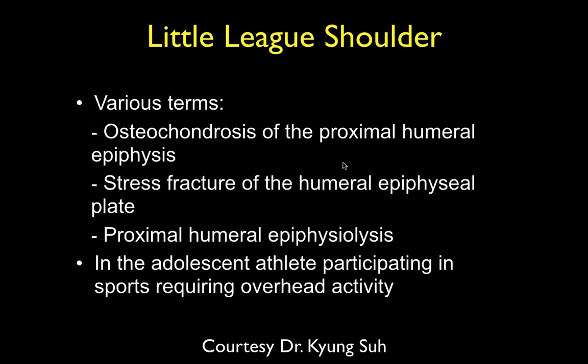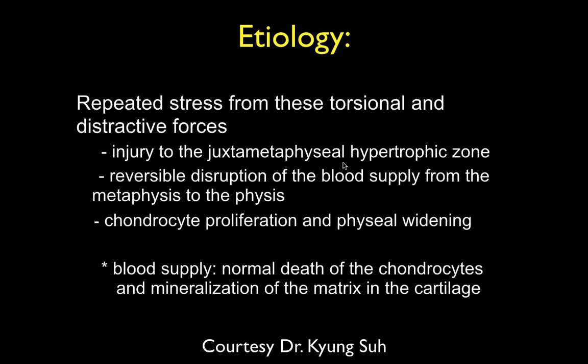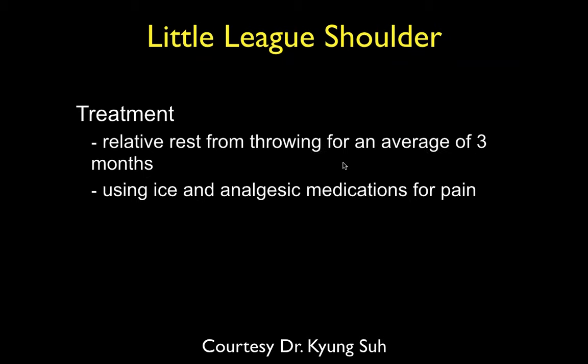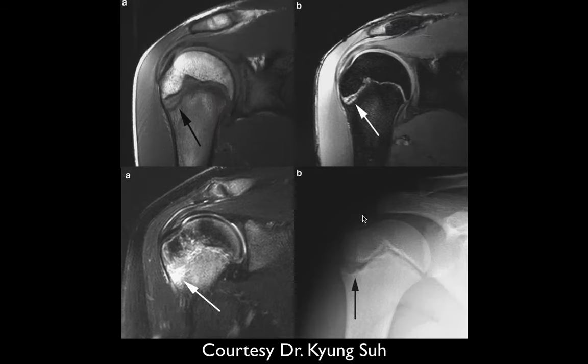So there are a lot of different names for it. And then we just went through the radiographic findings. Treatment is relative rest from throwing for an average of 3 months, using ice and analgesia. I'll talk about in a minute, a study that a colleague and I tried to do a number of years ago of Little League shoulders, and I think I'll show you that in a minute. So let me come back to that.